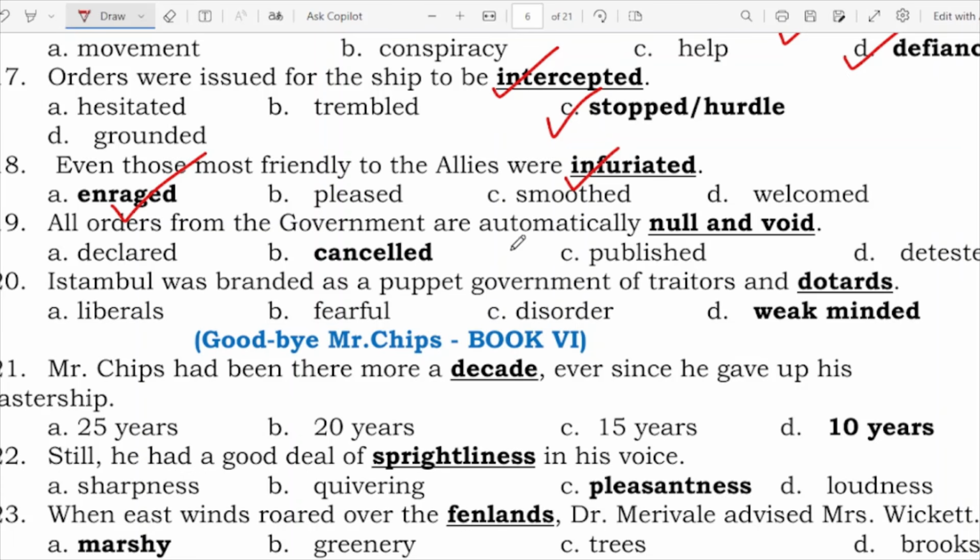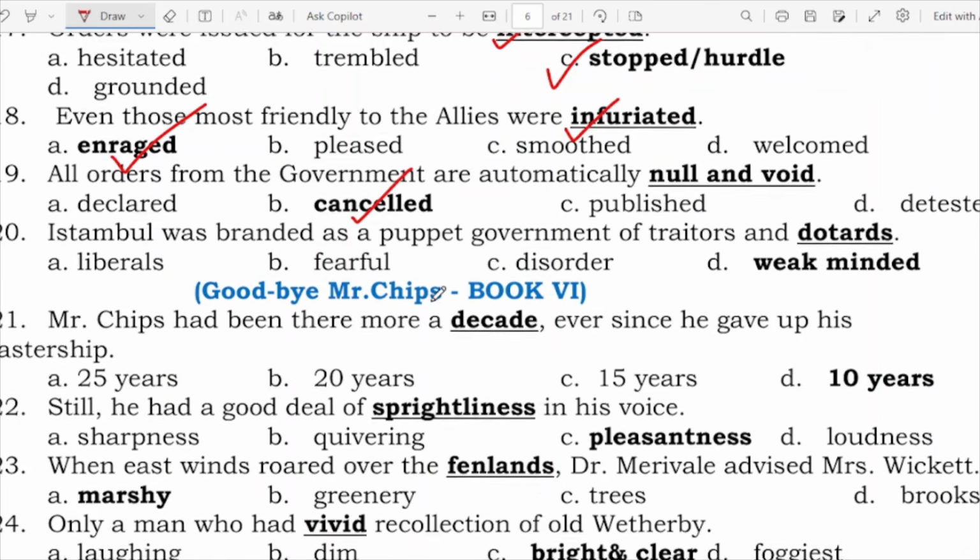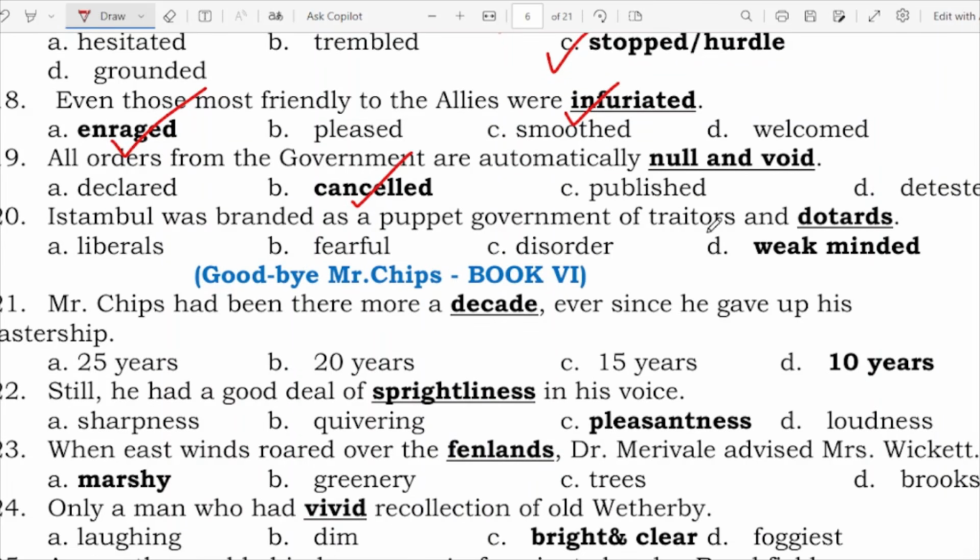Getting angry. And the next one is automatically, governments are automatically null and void, cancelled, no more in practice. Istanbul was handed over to a puppet government of traitors and dotards. Dotards means weak-minded, very weak, handicapped.